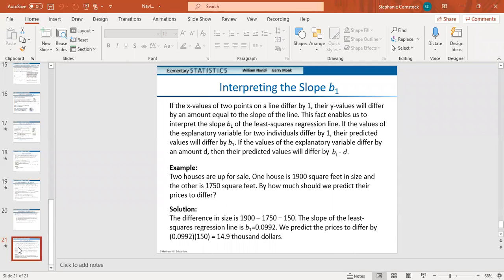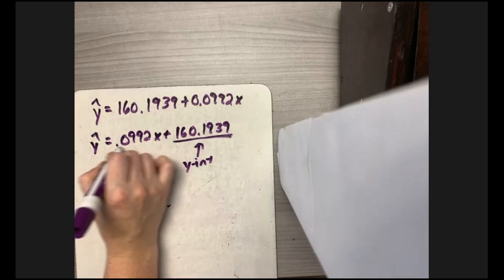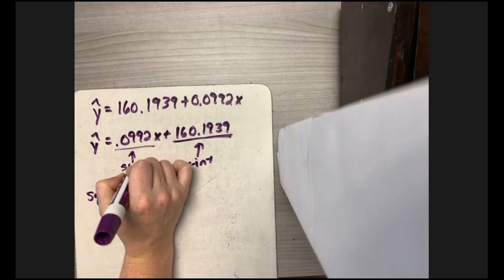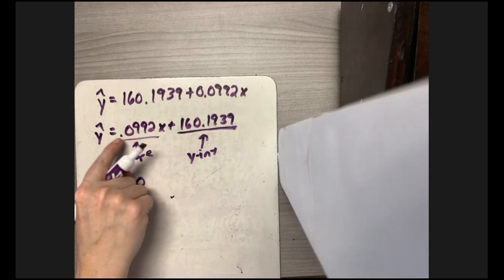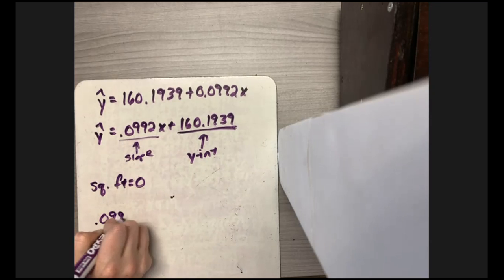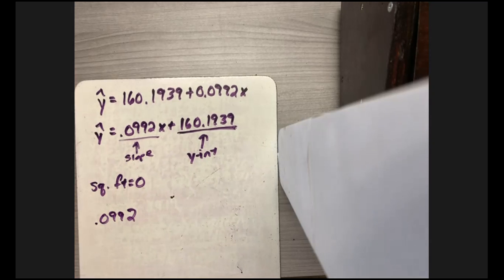This is the amount of change in the y value for one additional increase in x, okay? So if we were talking about this again in terms of our house example, this is now our slope. If our square footage goes up by 1, then our price will go up by 0.0992. Now, again, remember that this is in thousands.